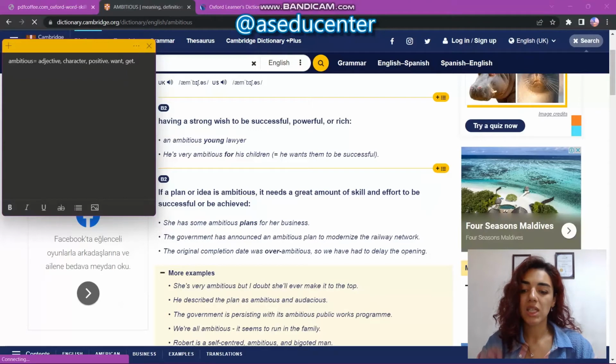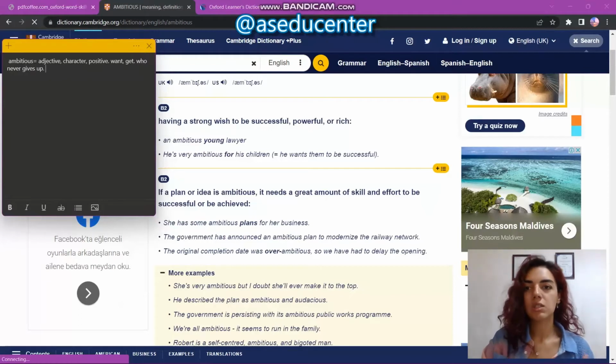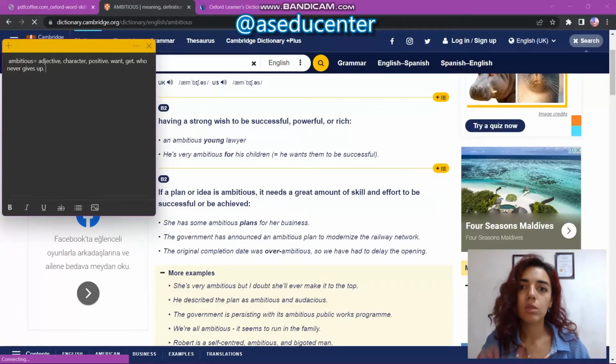Simply put, we can just say that it's a person who never gives up. So I just understand this way and I write the way I understand. I don't copy the definition because definition might be confusing, long, and there might be some new words that you don't know at all. This is an adjective, this is a character, this is a positive character.